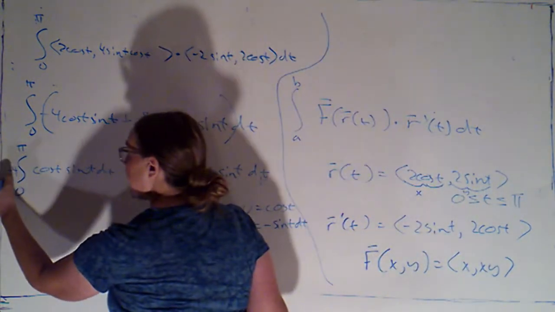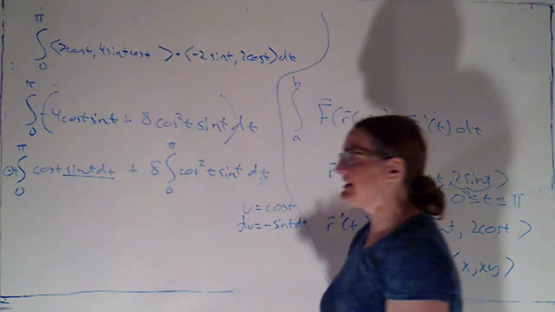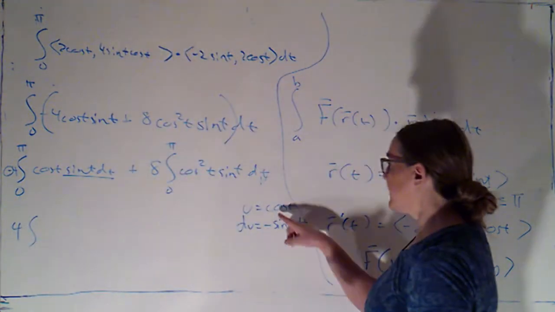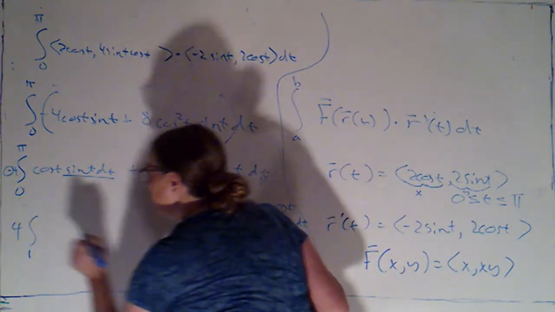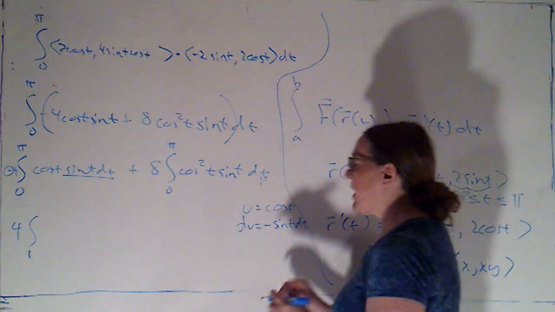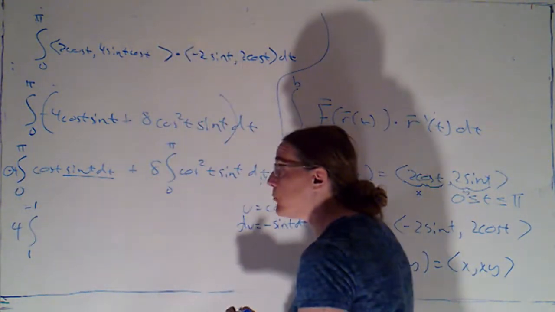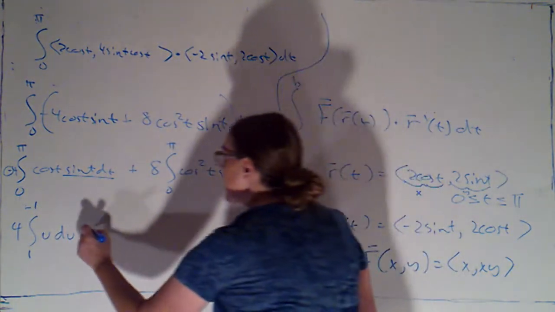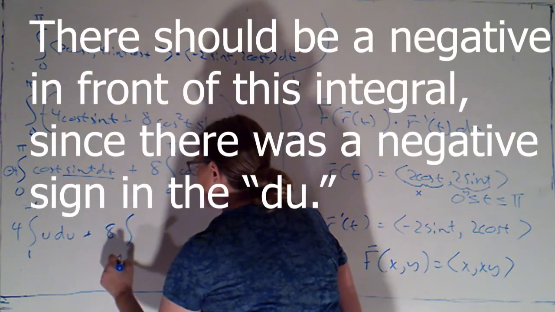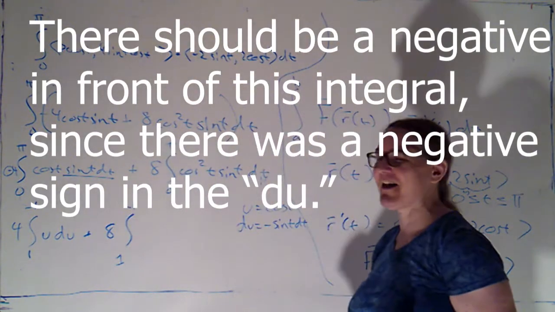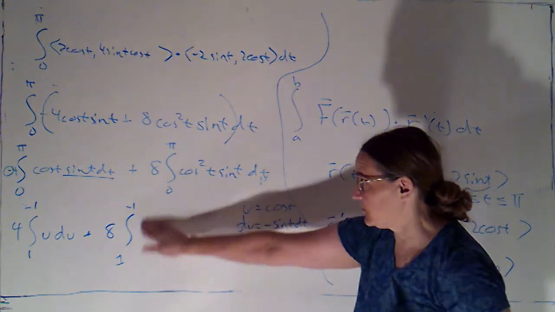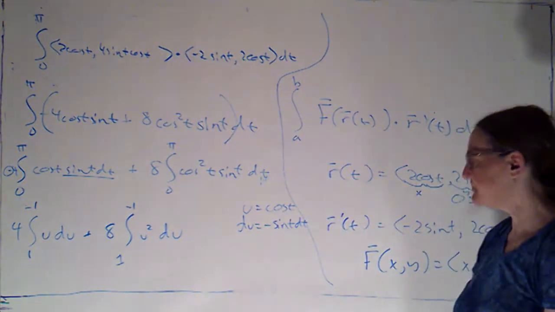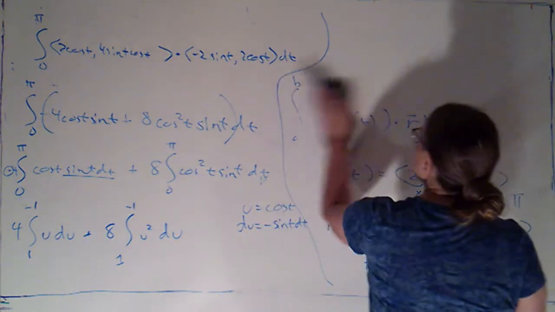So over here, that negative with the sine t and the dt will all become the du. So this is going to become 4 integral from the u value at 0 is cosine of 0, which is 1, to the u value at pi is cosine of pi, which is negative 1, and then we're integrating u du. Plus 8 copies of, those limits of integration change to exactly the same values, negative 1 and 1, but with the negative 1 on top, u squared du. Okay. Let me clear some space.